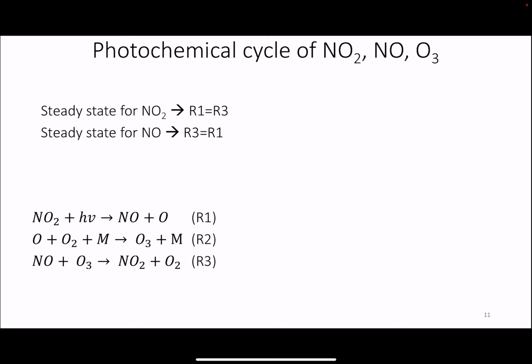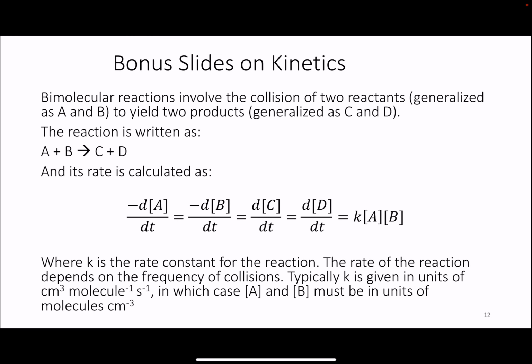If we think about the steady state for NO, it's essentially the same but in reverse. The destruction of NO happens during R3, and the production of NO happens during R1. So if NO is also in a steady state, then we have R3 equals R1, and you see essentially that's the same thing as that. So we can use this and some information about kinetics, and so we're going to have a quick bonus slide on kinetics.